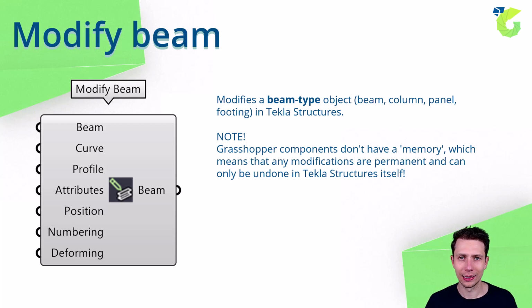This means all the beam type objects: beam, column, panel, and footing. This component doesn't have any memory, so you have to be careful with it. If you modify it, connecting your beam and maybe changing your curve, you cannot undo this in Grasshopper. You have to go into Tekla Structures and undo there. This can be really tricky, so think twice before connecting all the data and save your model, because we can really destroy it with that component, but on the other side it is really powerful.